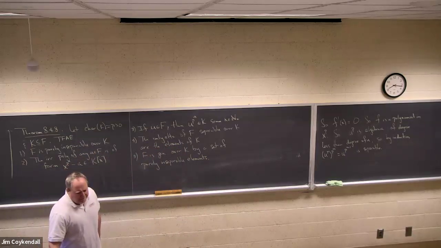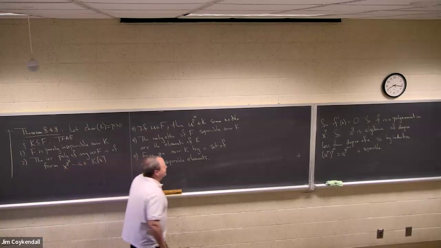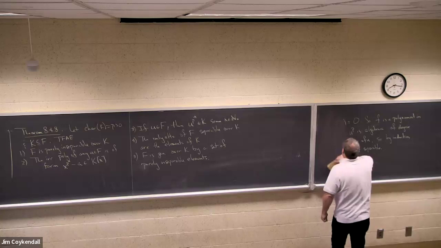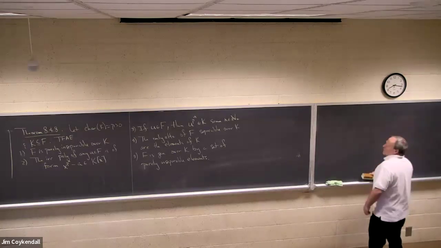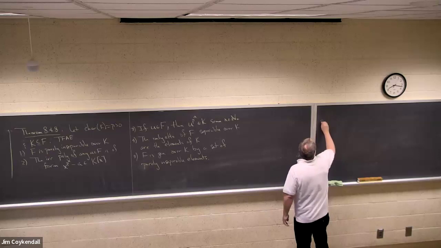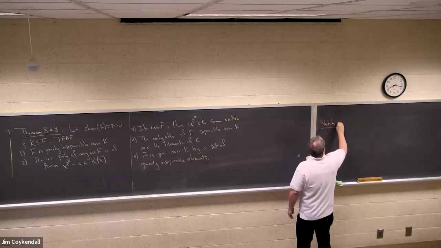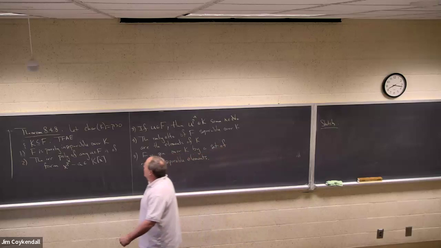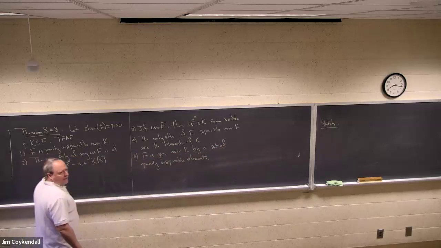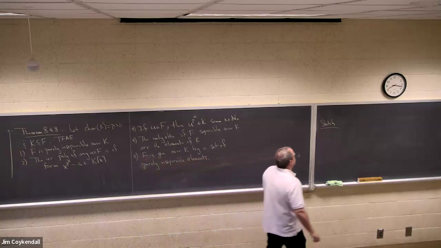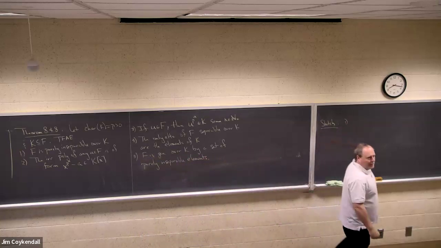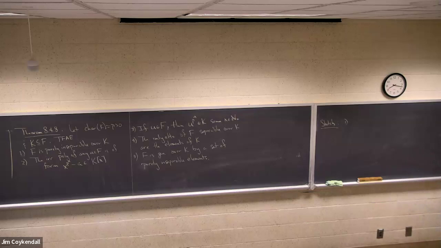Okay, so, let's talk about the proof of this a little bit. Suppose that F is purely inseparable. That means every element in F is purely inseparable over K, right? And what does that mean? That means its minimal polynomial is a linear polynomial to some power, right?